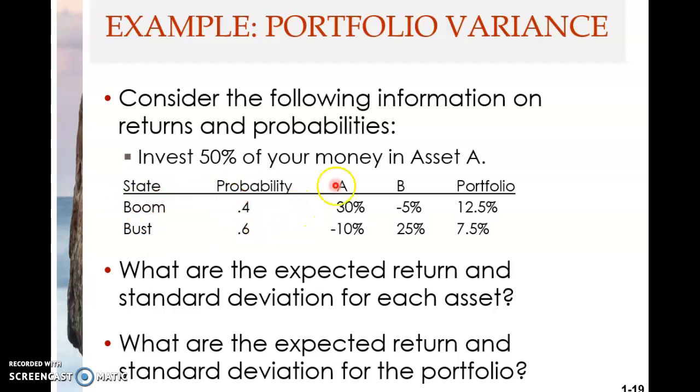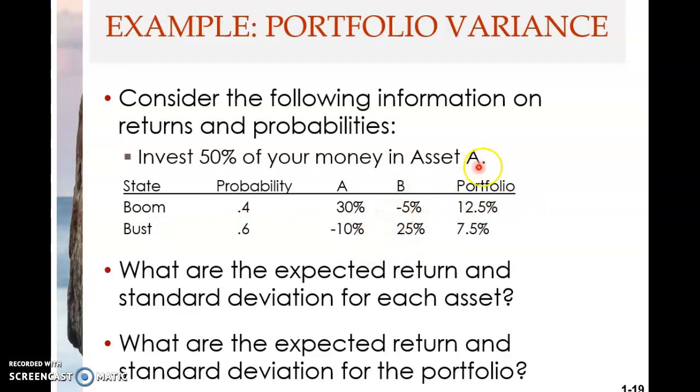Now if boom, then stock A, the return will be 30%. If bust, the stock A return will be negative 10%. But if it is boom, stock B will be negative 5%. But if it is bust, positive 25%. So that's the distribution of returns for these two stocks.